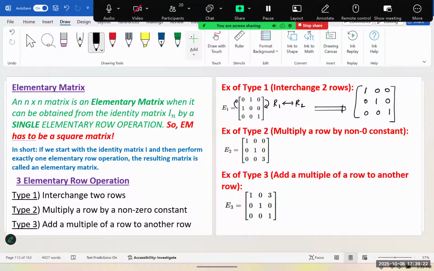The second one is also an elementary matrix because if you compare E2 with the identity, the only difference is you multiplied the third row of the identity matrix by 3. Or if you divide this row by 3, it will turn into the identity matrix.